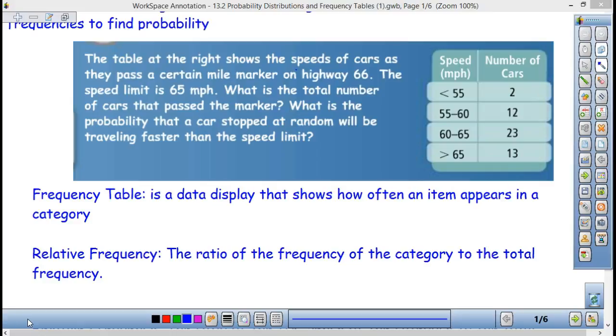Regular pyramid. Okay, frequency tables. It just shows the frequency of something happening. So here, speeds being clocked randomly. Two of them are going under 55, 12 of them are going 55 to 60, 23 were going 60 to 65, and 13 were going greater than 65.